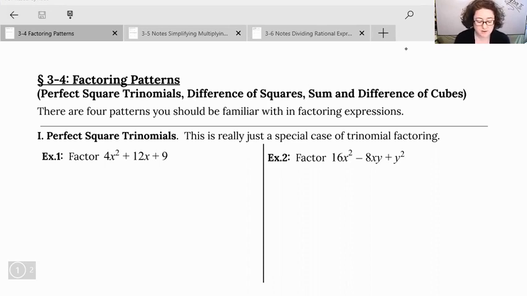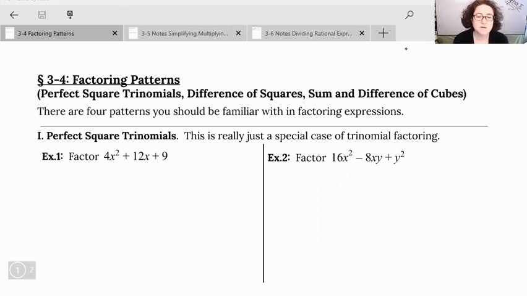And again, our first pattern to look at is perfect square trinomials. This is kind of a special case. Technically, you don't need to know any special factoring for this, but it's a nice pattern to look for just to save yourself some time if you see these kind of arrangements happening. So our first problem is to factor 4x squared plus 12x plus 9.